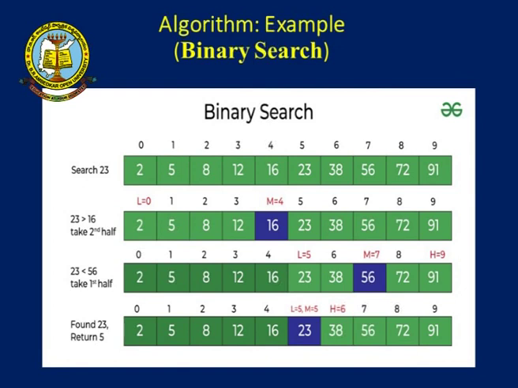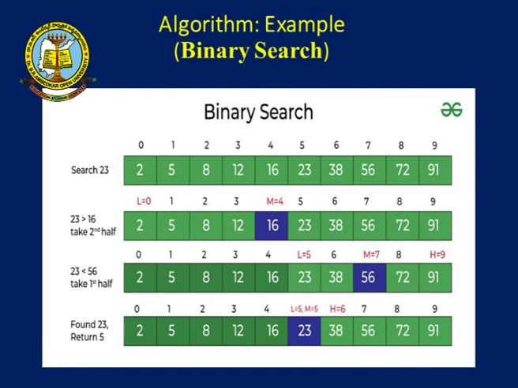Then your lower index will be incremented to mid plus 1. Already your lower index is 0, mid element is 4. So it will be set to mid plus 1, as we mentioned in our algorithm. So your lower index will be mid plus 1, that is 4 plus 1. So now your lower index is 5 and higher index is 9.